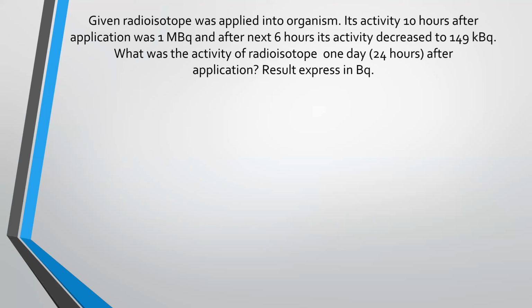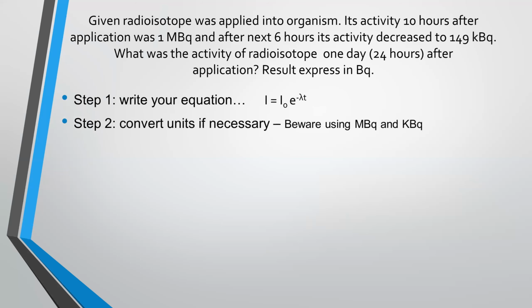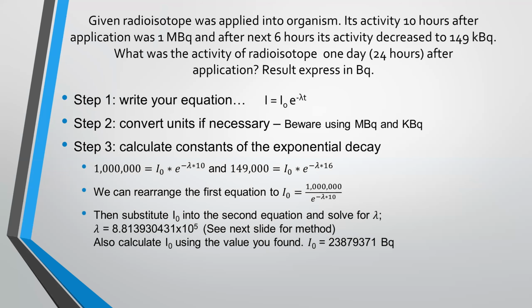And how would you define becquerel? Becquerel is the radioactive decay per second. Per second. Remember this. Rewrite the equation, convert units from mega and kilo. So you have to keep that in mind, as I said. And we calculate the constants. So here we have the value of intensity. As I said, mega means million, 1 followed by 6 zeros, and kilo is 1 followed by 3 zeros. Here we have 149, so it would be 149,000.